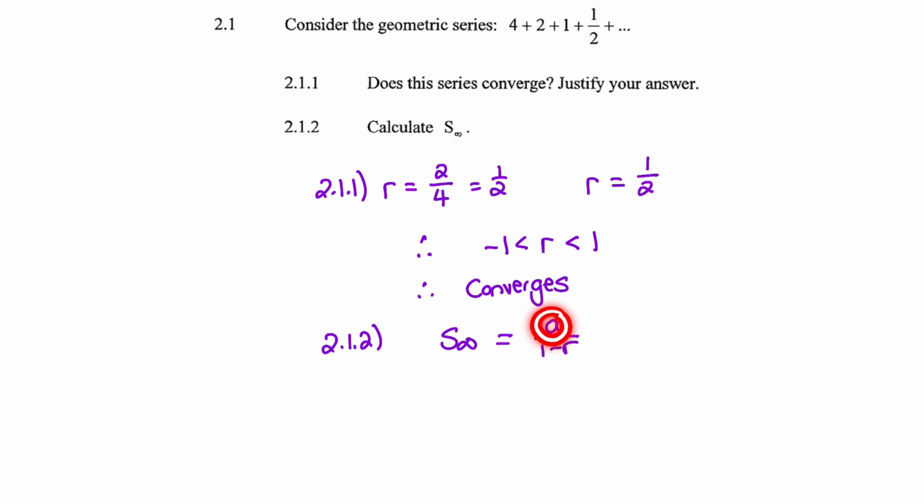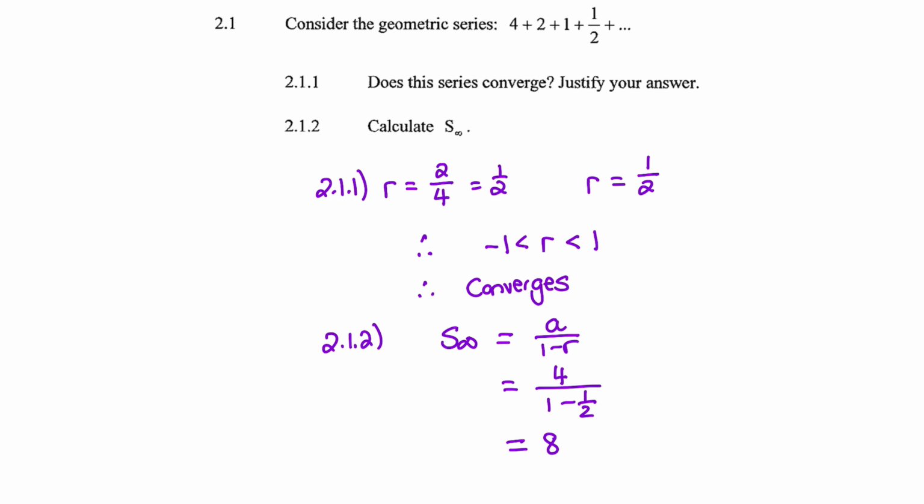Now a is the first term, which is 4, and r is the ratio of a half. So when I substitute, I have 4 divided by 1 minus a half. And if I put this in my calculator, I have the sum to infinity is equal to 8. But remember, the sum to infinity cannot exist if the series does not converge.